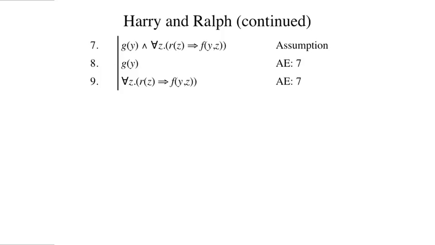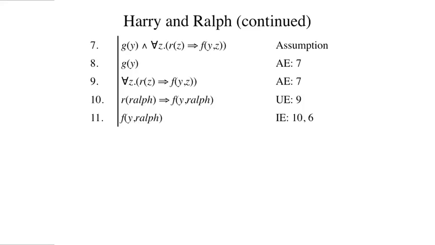On line 7, we start our subproof with an assumption corresponding to the scope of the existential on line 2: G of y and for all z, r of z implies f of y, z. Lines 8 and 9 come from and elimination applied to line 7. Line 10 is the result of applying universal elimination to the sentence in line 9. And on line 11 we use implication elimination to infer that y is faster than Ralph.